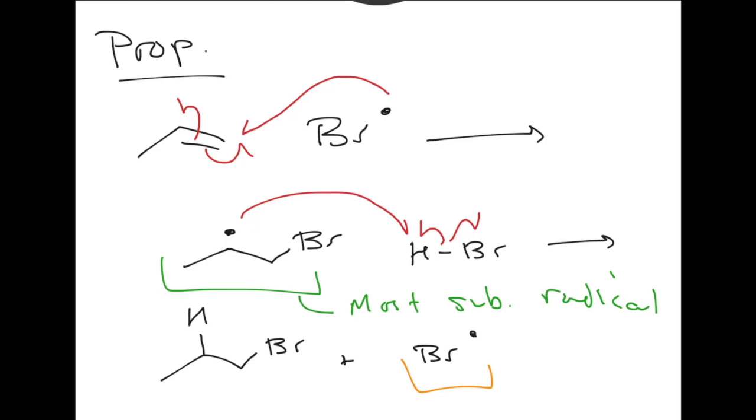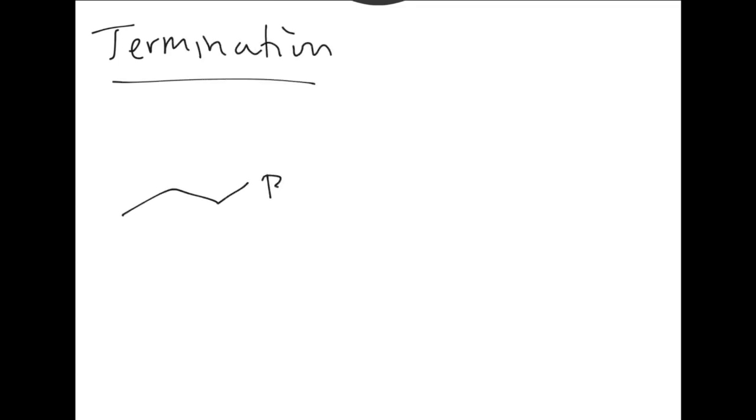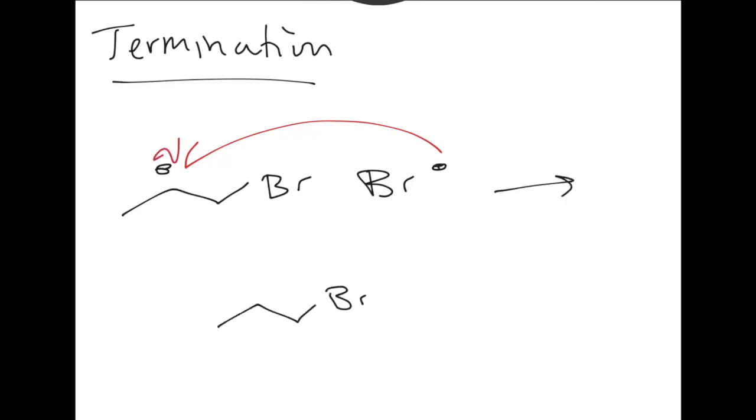Now, the last step is termination. And this is where you can take any two radicals that you've generated in your reaction and just have them run into each other. So you could have this carbon radical and this bromine radical react with one another. You're going to make a compound, but you're not going to make another radical, right? You're going to terminate the radical chain. So you can just pick any two radicals you have in your propagation step and just run them into each other.